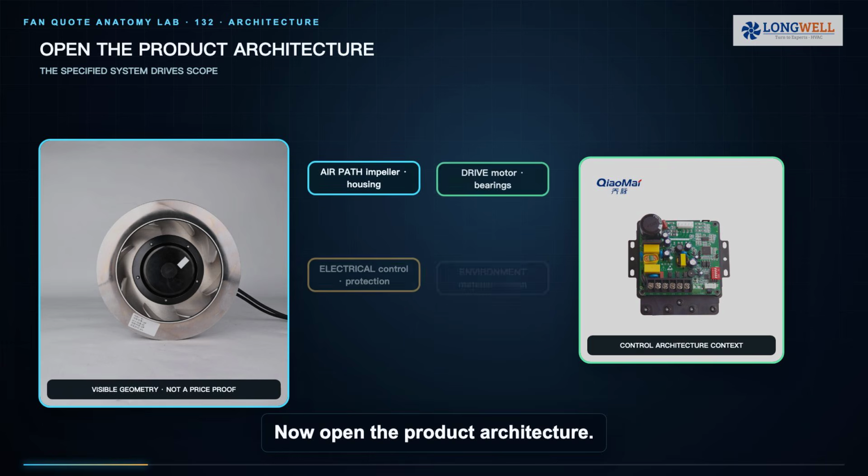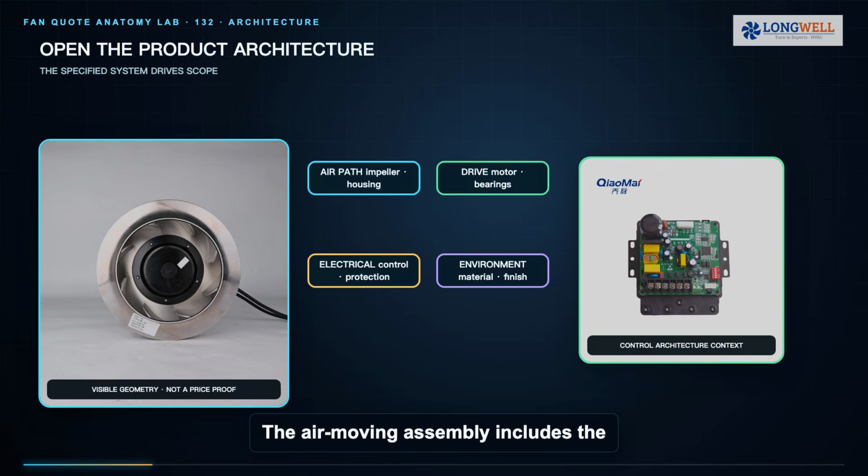Now open the product architecture. The air-moving assembly includes the impeller and housing, the drive system includes the motor, bearings, and mechanical interfaces, the electrical layer may include a controller, sensors, cables, and protection, and the finish must match corrosion, hygiene, temperature, or outdoor exposure requirements. More visible metal does not automatically mean a higher price, and fewer visible parts do not guarantee a lower one. The cost driver is the specified system, not a photograph.